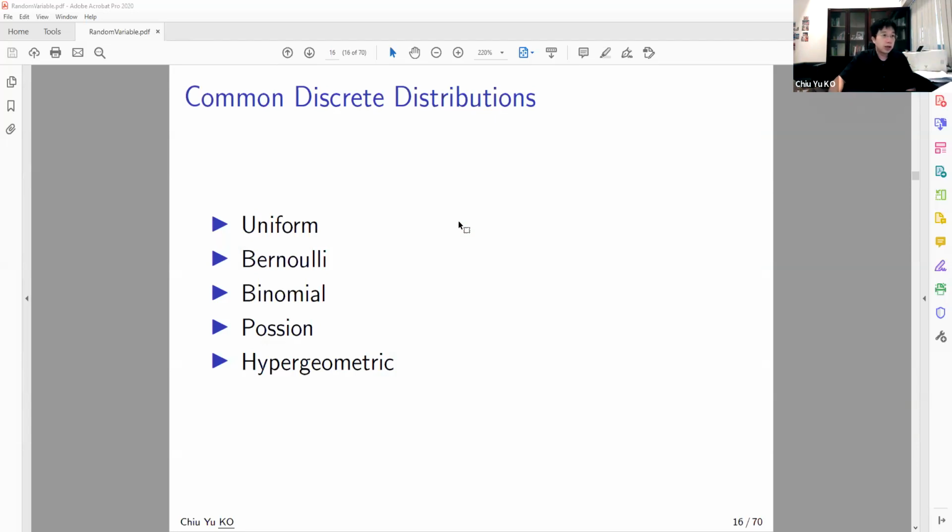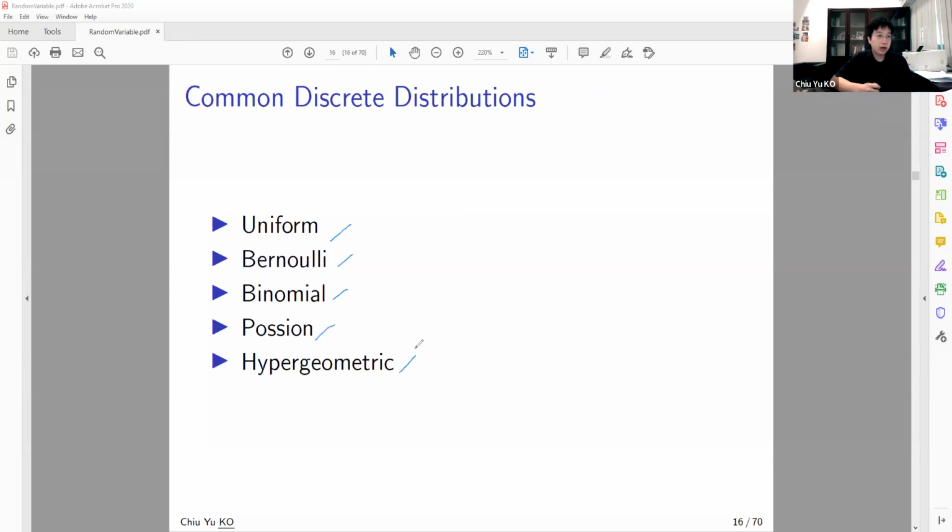So let's talk about the common discrete distributions. You will see today we talk about quite a few. Hopefully we can finish all of them today, but if not, we will leave it to the next class. There will be uniform, binomial, Poisson, and hypergeometric.